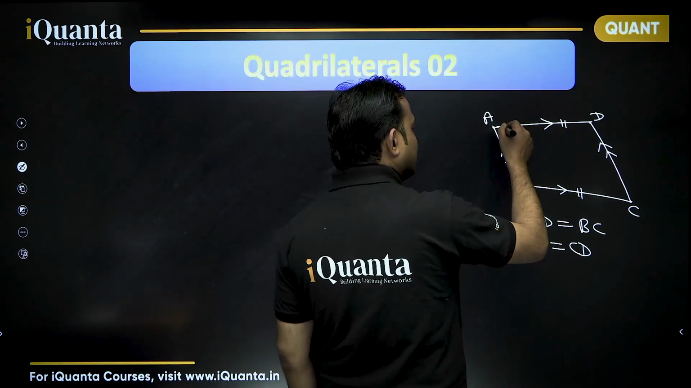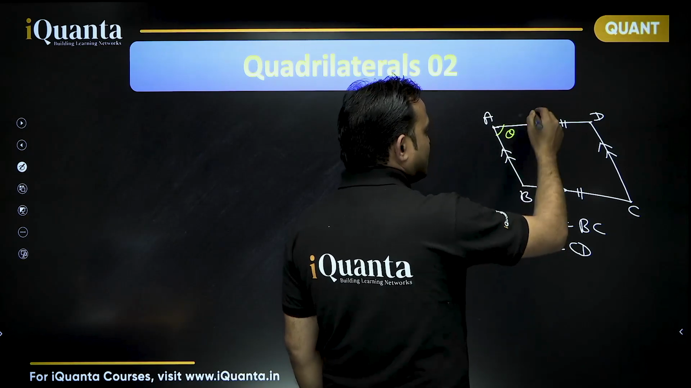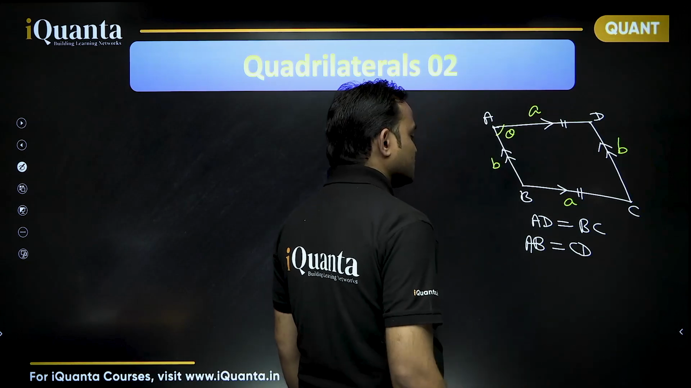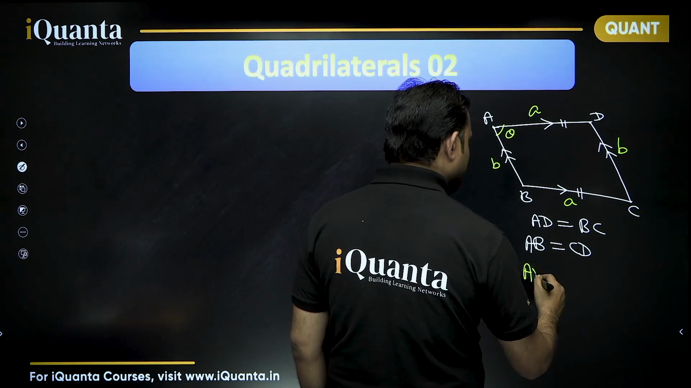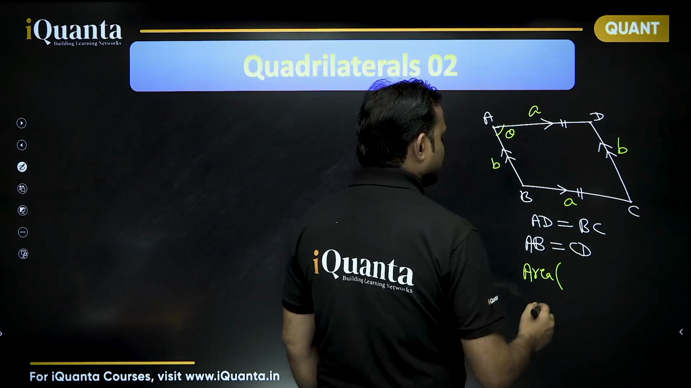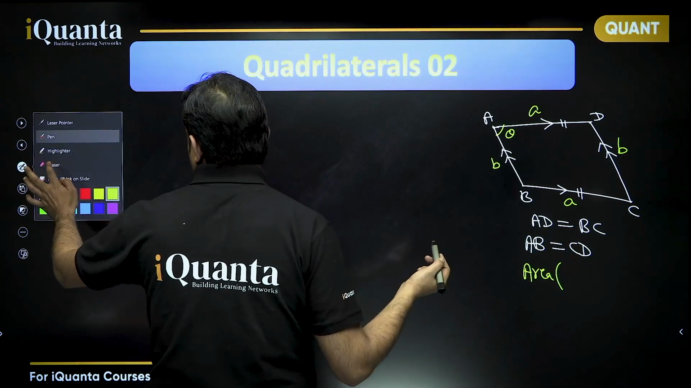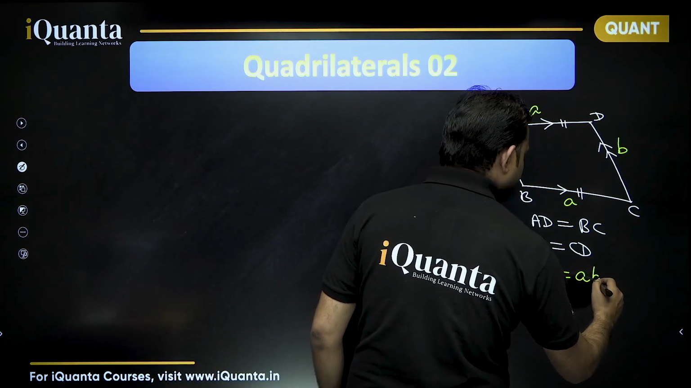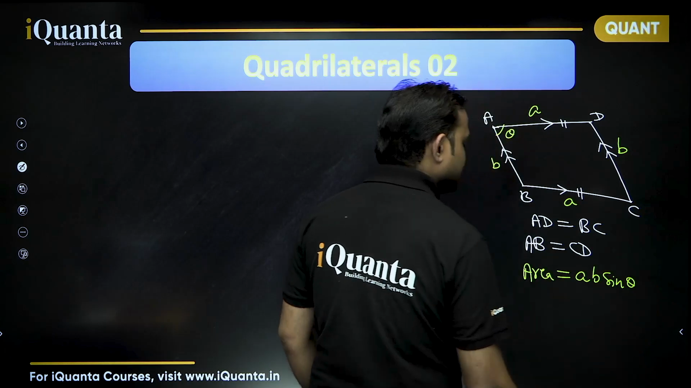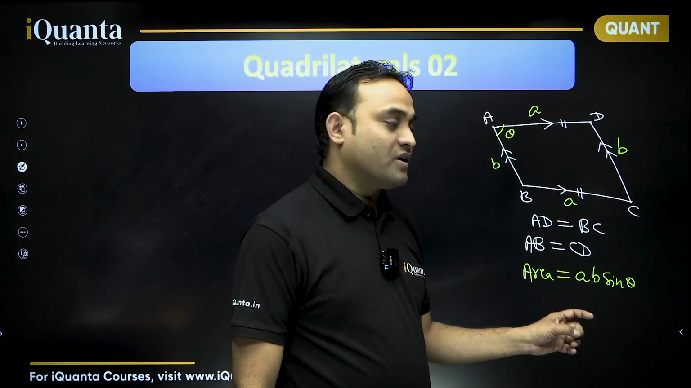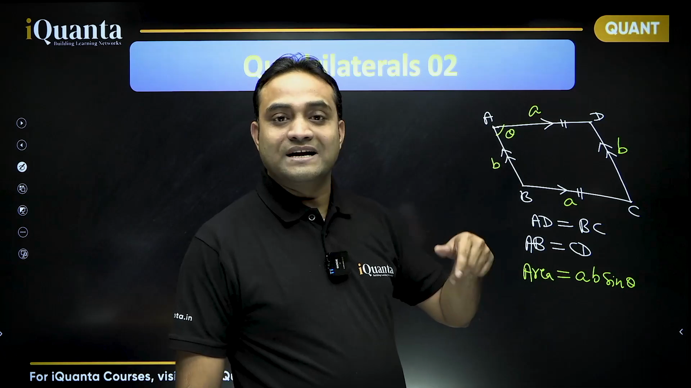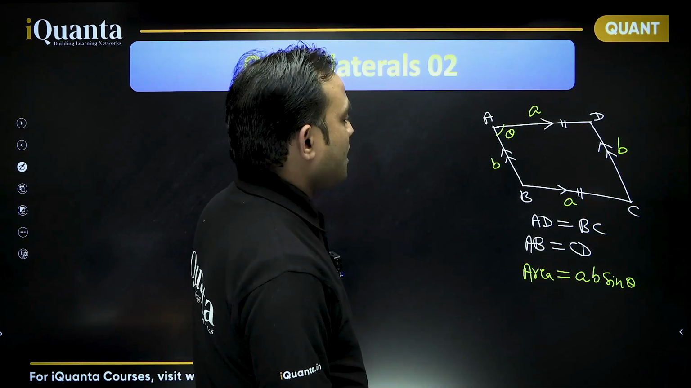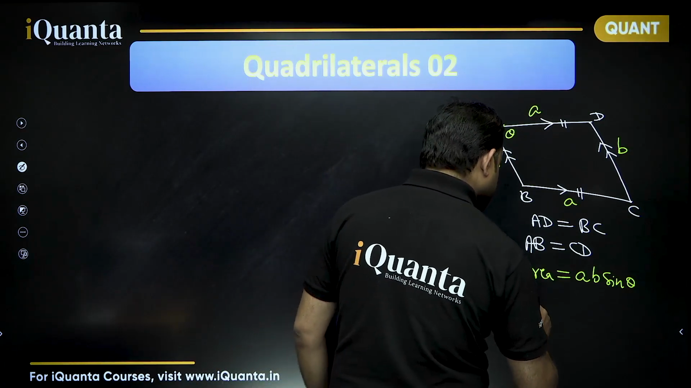area? Let's say the angle between two sides is theta. If this side length is A, this will be B. If this is A, this will also be B. So the area of this parallelogram will be equal to A into B sine theta, which is AB sine theta. Okay, very similar to the area we found of a triangle when two sides and the angle between them is given, half AB sine theta. This is the same thing.